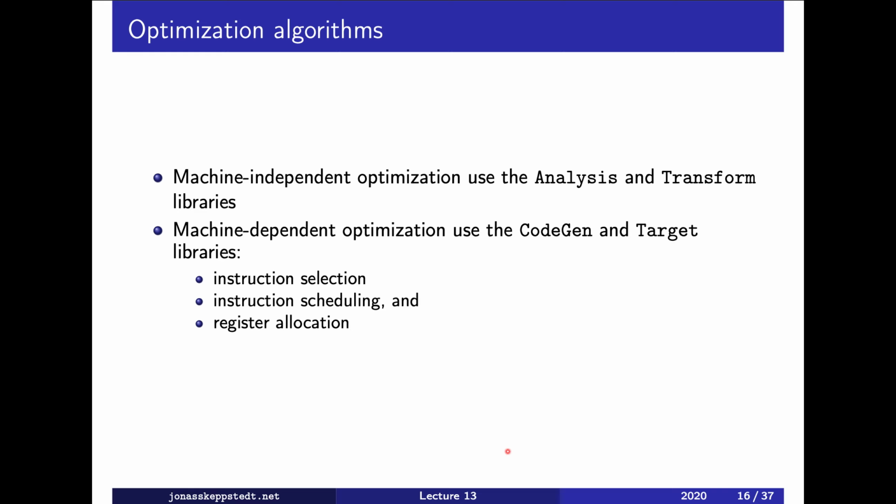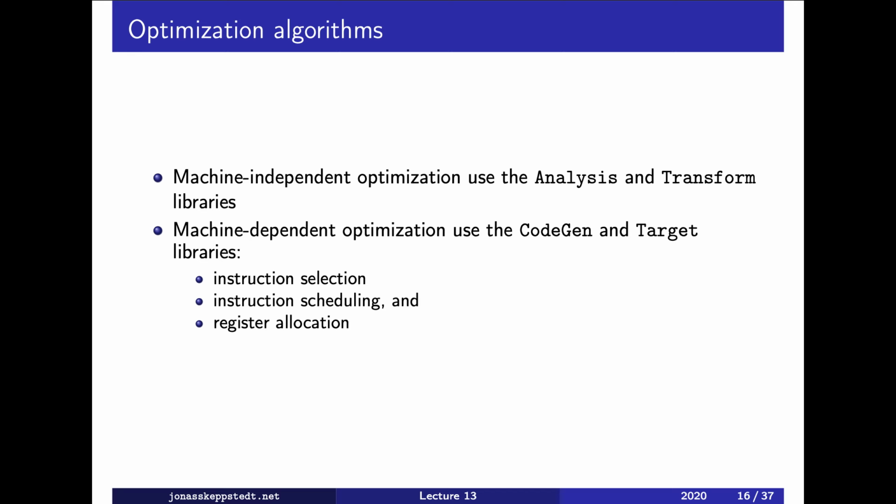When we talk about compilers in general, we distinguish between machine-independent parts and machine-dependent parts. And that is in particular for optimizations. To be machine-independent means that the target architecture is not taken into account. And then only the analysis and transform libraries are used.